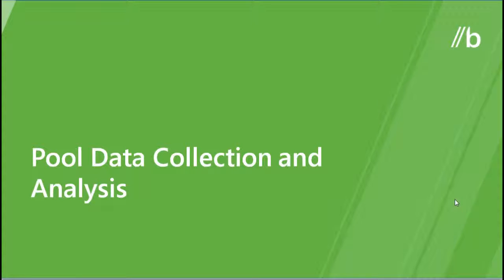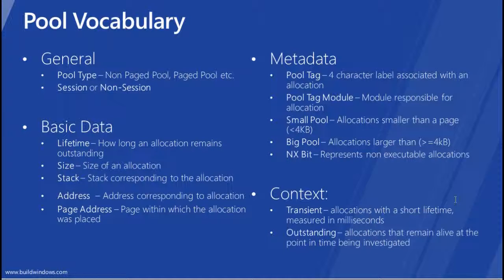Now let's talk about how to collect and analyze pool data. Let's start with some vocabulary. There's some general classification information based on the type of allocation, for example paged or non-page pool. There's some basic data like the size and lifetime of a particular allocation, the stack or function responsible for it, etc. There's some metadata that's specific to pool allocations, for example, pool tag, which is a 4-character label which helps us uniquely identify a particular pool allocation. There's also some context data that helps identify whether a particular allocation was transient or short-lived, and also whether a particular allocation was alive or outstanding at a given point in time.